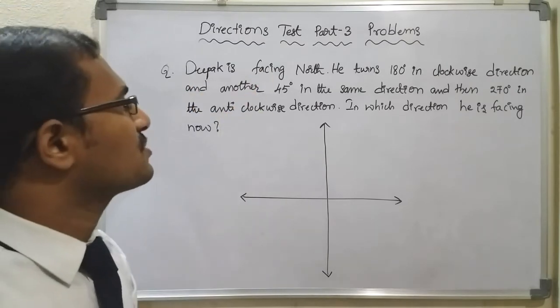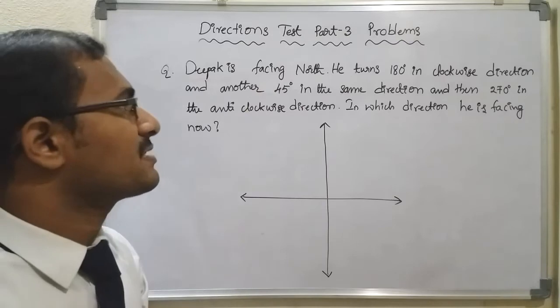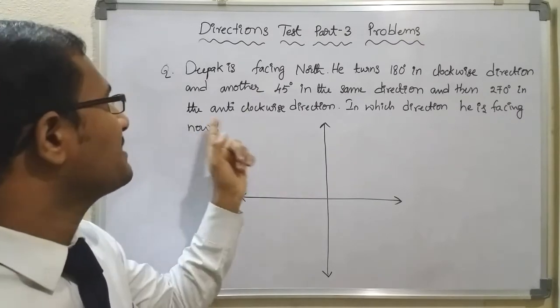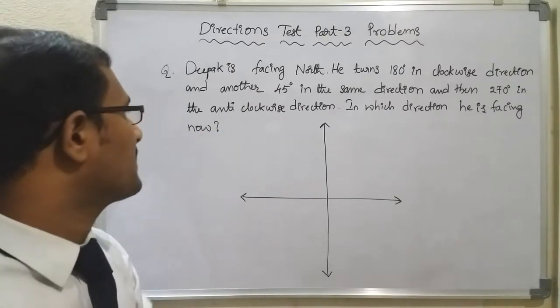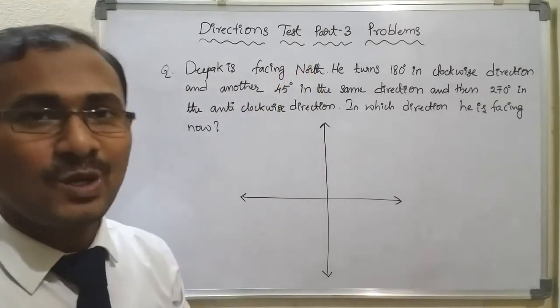Deepak is facing towards north direction. He turns 180 degrees in the clockwise direction and another 45 degrees in the same direction, and then 270 degrees in the anti-clockwise direction. In which direction is he facing now? Okay, so Deepak is facing towards north direction.